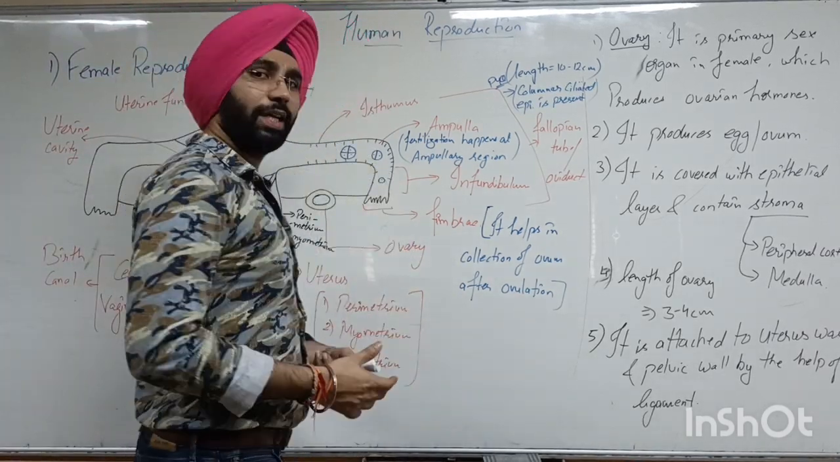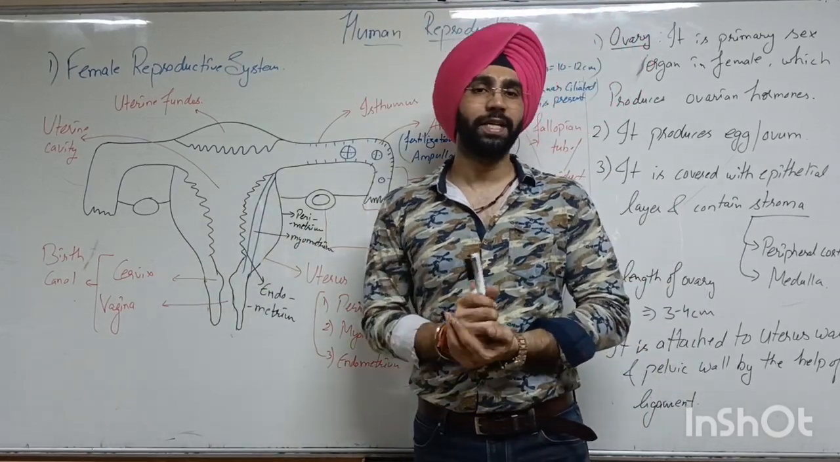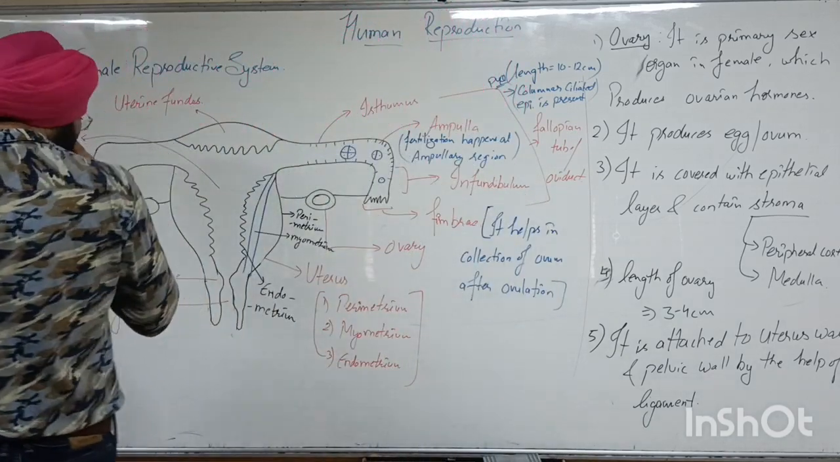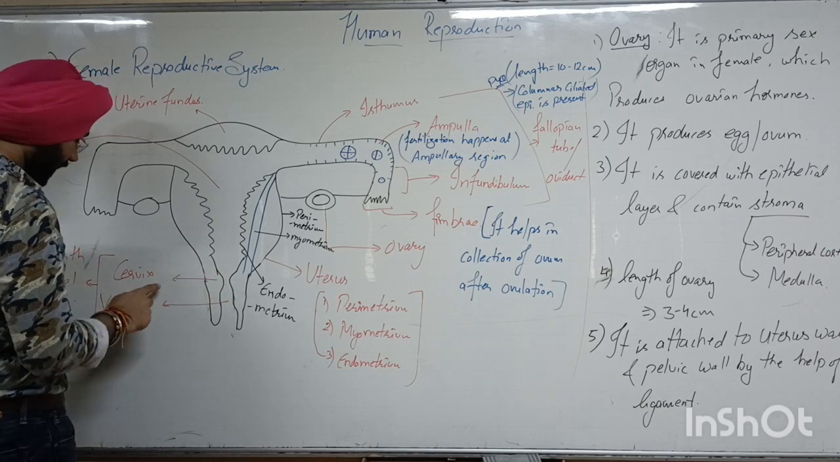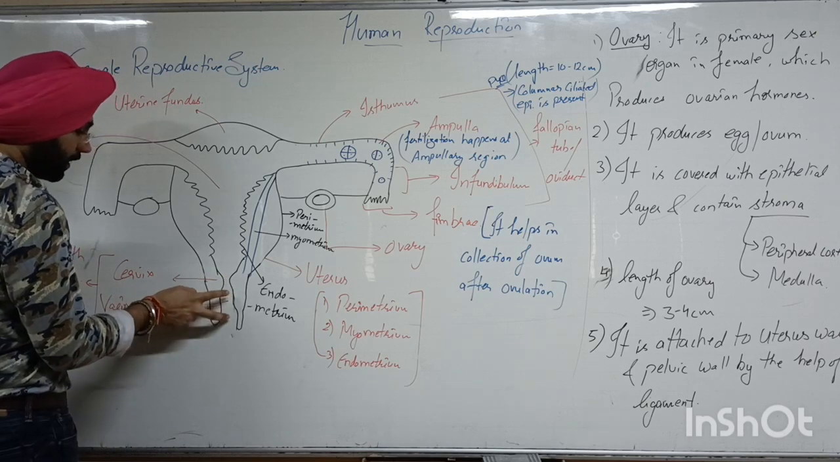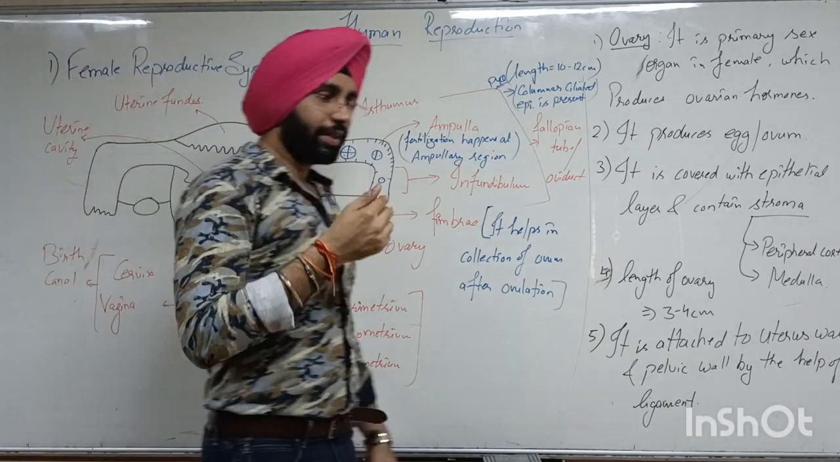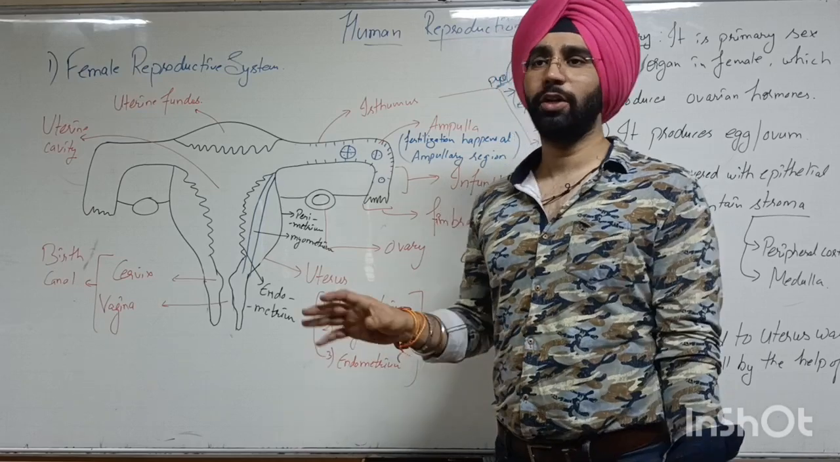The menstrual cycle is regulated by hormones, which we will talk about in later topics, in the menstrual cycle itself. Now this squeezed-out part is known as the cervix, and below that is the vagina. I have already written here that the cervix and vagina are together commonly known as the birth canal.